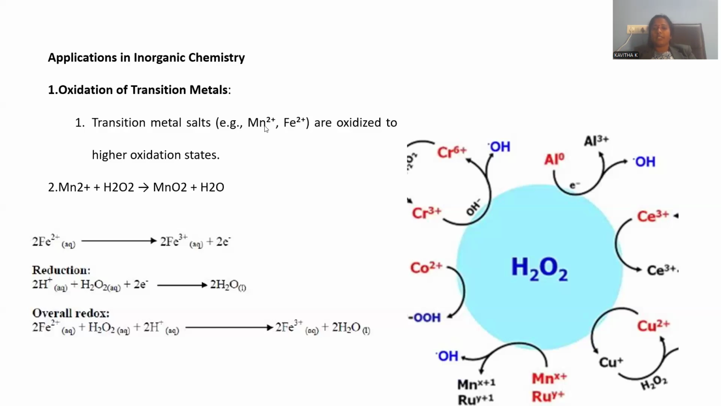You may take the examples: Mn+2, manganese plus 2, will be there, iron plus 2 will be there for us, right? So whenever manganese plus 2 reacts with hydrogen peroxide, oxygen will be added, giving rise to manganese dioxide. Oxidation reaction only. So here hydrogen peroxide has a dual nature, oxidation and reduction. But here you noticed addition of oxygen only, so we can observe the oxidation property.